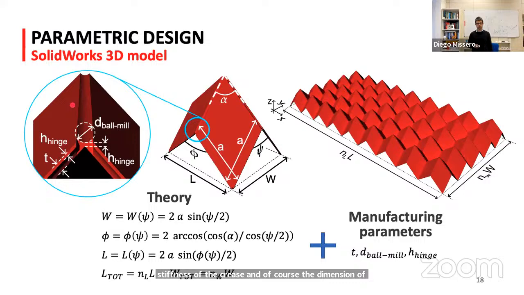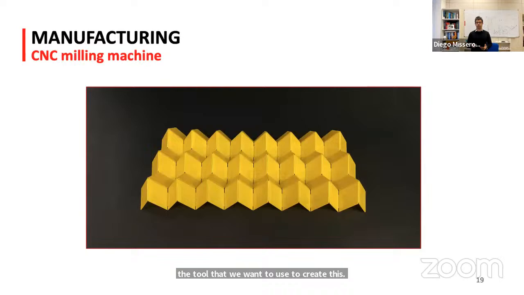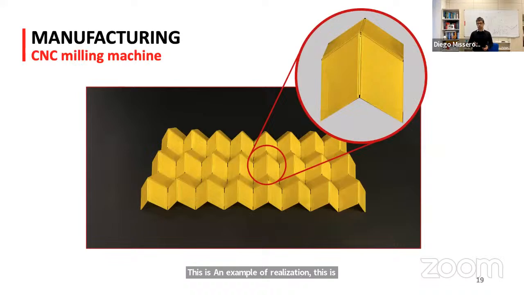This is an example of realization. This is the egg box pattern, and this is the detail of a cell. As you can see here, we have four creases that are mounted in assignment. I would like to remark that you can see here in the vertices, we removed some material because this is a problematic zone of the tessellation. We have a sort of stress concentration, a deformation concentration, that can prevent the sample from being completely folded.